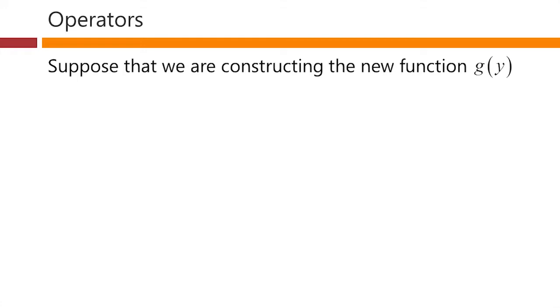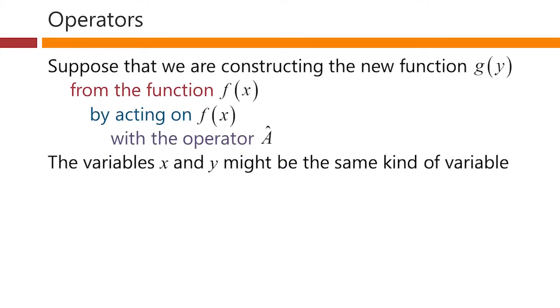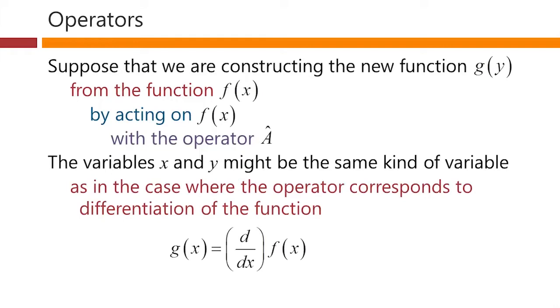Suppose that we are constructing the new function g of y from the function f of x by acting on f of x with some operator A. And we put the hat over here to indicate the operator as usual. The variables x and y might be the same kind of variable. So in the case where the operator corresponds to differentiation, we're used to this kind of operation. d by dx of f of x gives us some new function g of x. And this is an operator, d by dx, operating on the function f of x to give us a function g of x.